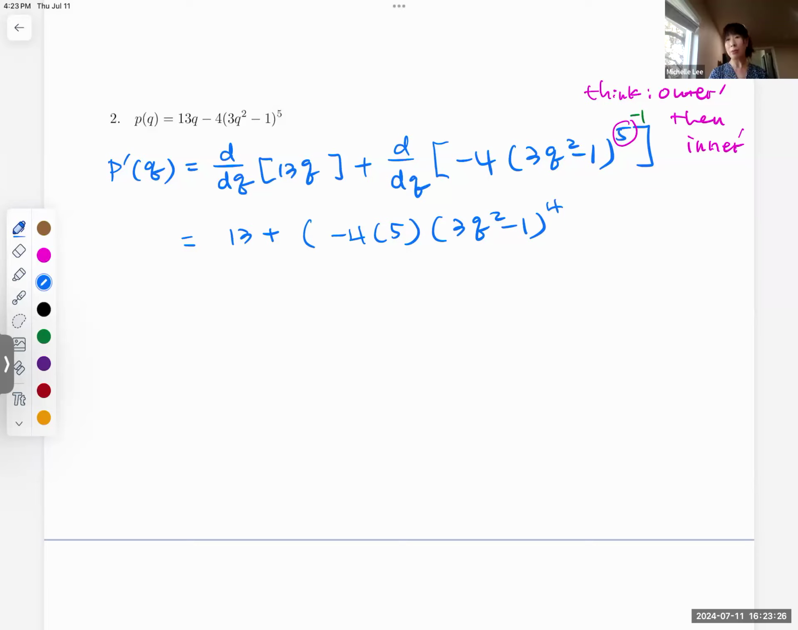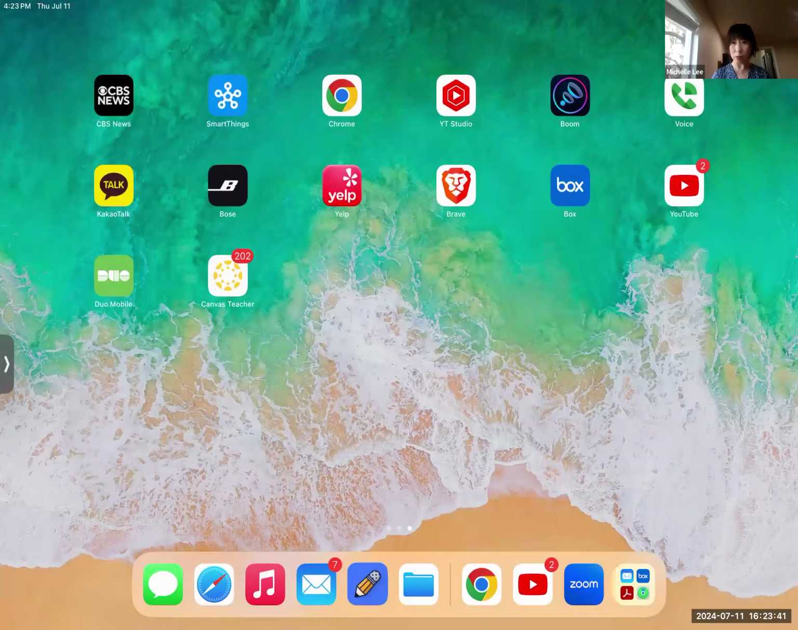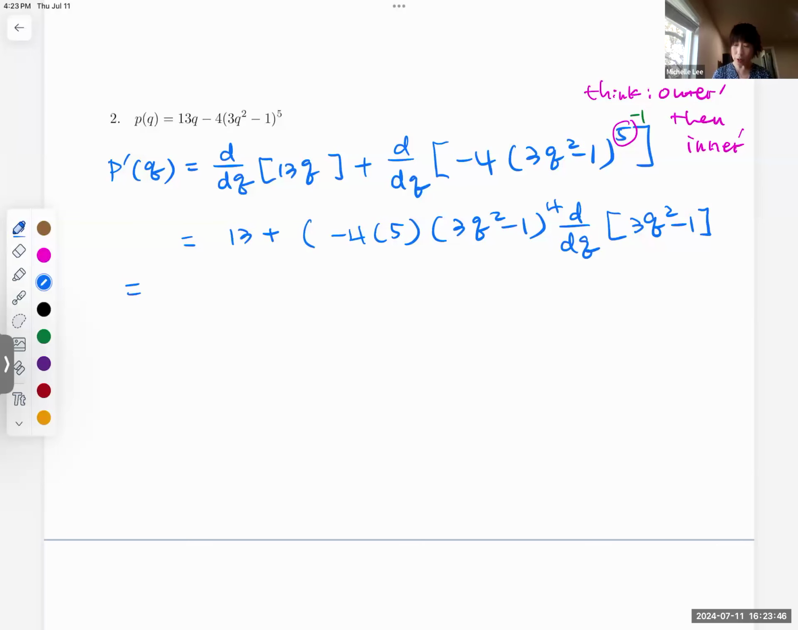Now we have to use a chain rule, that is derivative with respect to q, 3q squared minus 1, that's inside, right? Sorry about that. Okay, now we have negative 20, and then we have 3q squared minus 1 to the fourth power.